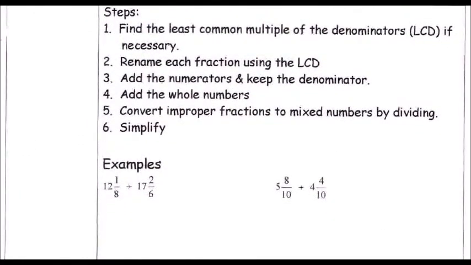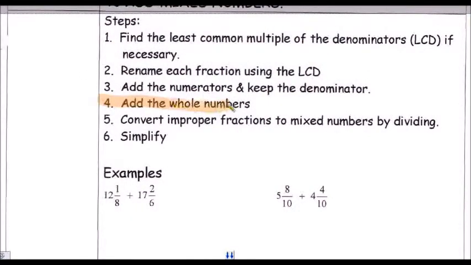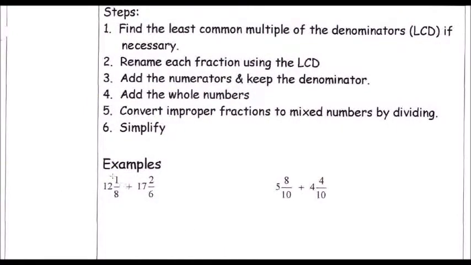To add the mixed numbers, all we're doing is the same steps as before, except that we're adding one more step. We're doing this one here. We're adding the whole numbers. Okay, because before we didn't have whole numbers, but now because they're mixed numbers, now we do. We have a whole number and a fraction. And it's not very hard. Here's what I mean by that.